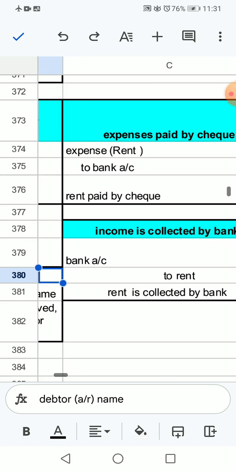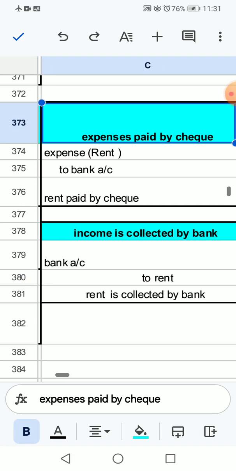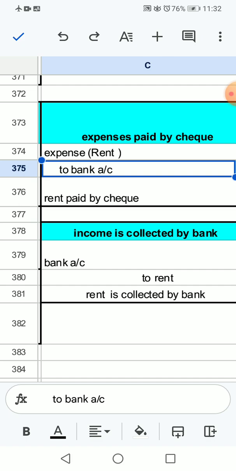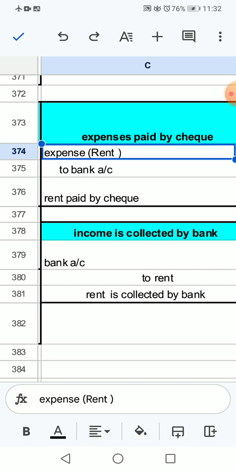Second last stage: when any expense is paid by check, it means the amount present in your bank account would be decreased. Expenses should be written on the debit side. Whatever the expense name is, you will write it on the debit side. Means rent paid, rent to bank, salaries paid, salaries to bank, insurance paid, insurance to bank.